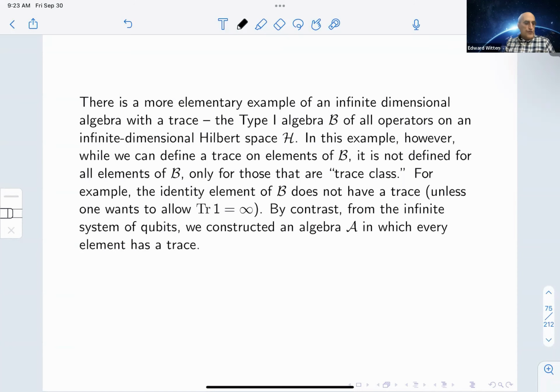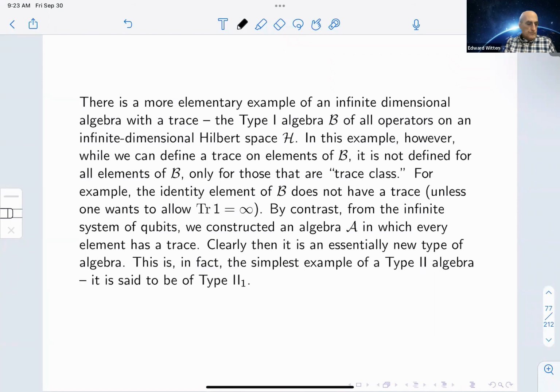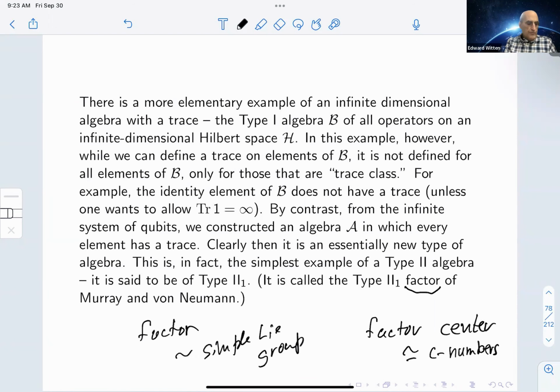By contrast, from the infinite system of qubits, we constructed an algebra in which every element has a trace. So curly A was an essentially new type of algebra. And as I said, it's the simplest example of a type 2 algebra, originally introduced by Murray and von Neumann.